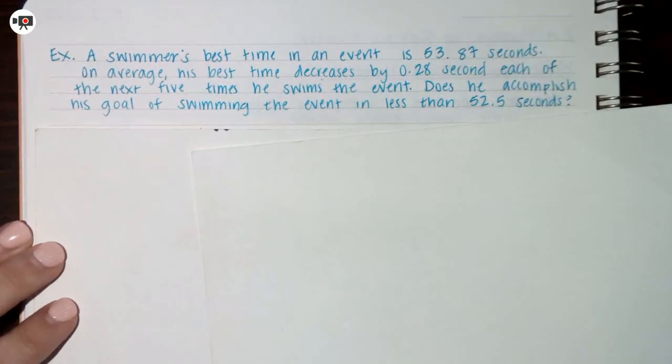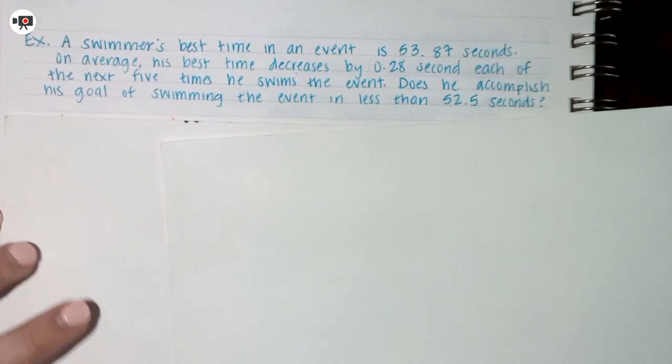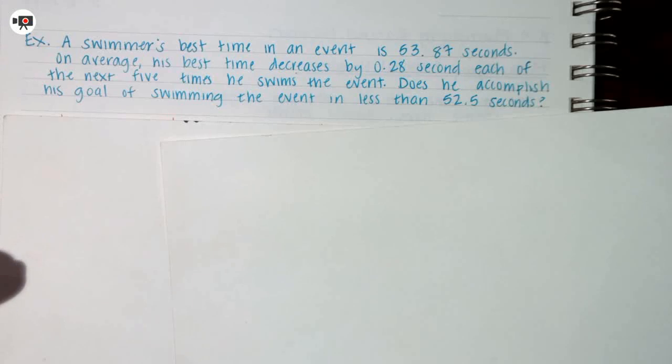A swimmer's best time in an event is 53.87 seconds. On average, his best time decreases by 0.28 seconds for each of the next 5 times he swims the event. Does he accomplish his goal of swimming the event in less than 52.5 seconds?